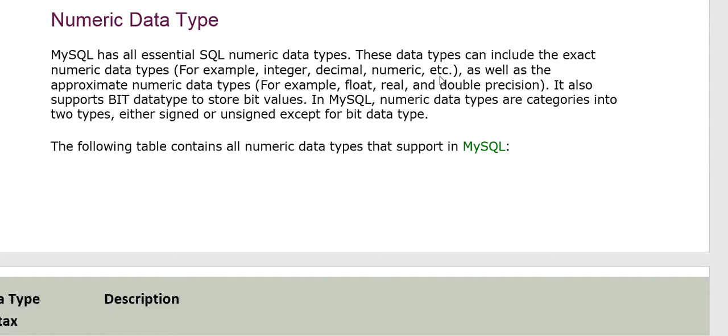It also supports the bit data type to store bit values. In MySQL, numeric data types are categorized into two types, that is signed and unsigned, except for the bit data types. So if we are talking about the numeric data types, they are again categorized into two subcategories. One is called signed, and the second one is called unsigned data types. We'll see it in detail over here. What are the signed and the unsigned data types that we're talking about?